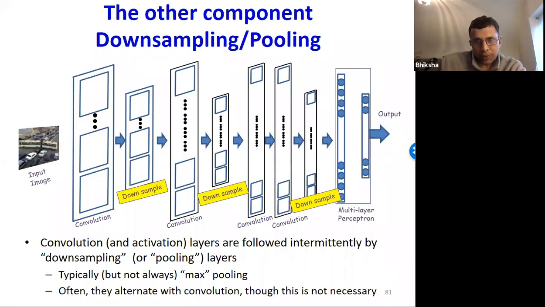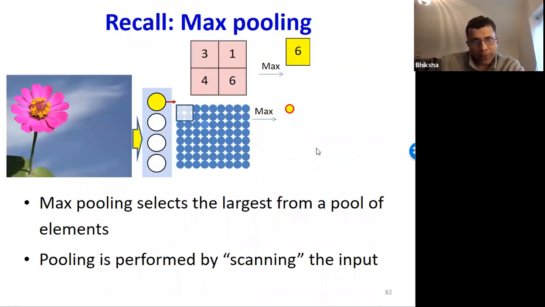Now, the second component of the CNN is the downsampling layer. The downsampling layer occurs between convolutional layers and shrinks the maps. The downsampling layer is also often called a pooling layer because we pool a number of neighboring values from the previous map to compute the downsampled value from it. And the most common pooling, of course, is max pooling. So here's how we perform max pooling.